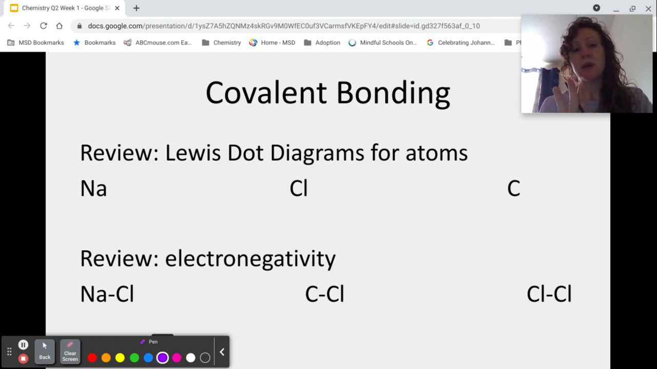So covalent bonding happens for a different reason. We predict the formula in a different way, and we also name it in a different way. So covalent bonding is its own system, and we want to talk through a couple parts of that system right now. We're not going to talk about all of it. We'll do it kind of piece by piece, but let's introduce ourselves to this idea of covalent bonding. So before we jump into that, I want to review Lewis dot diagrams and electronegativity.